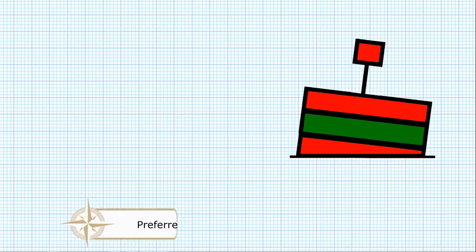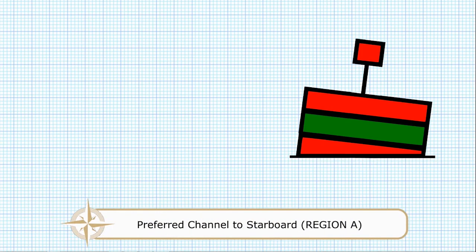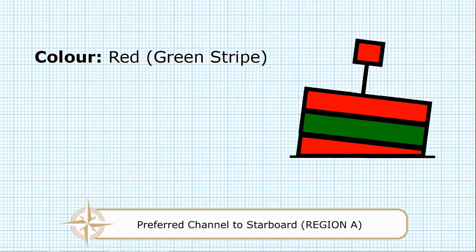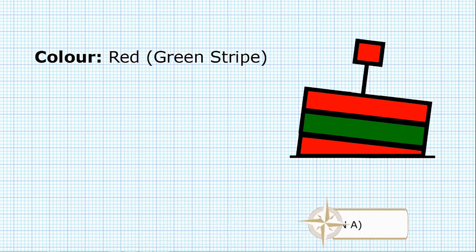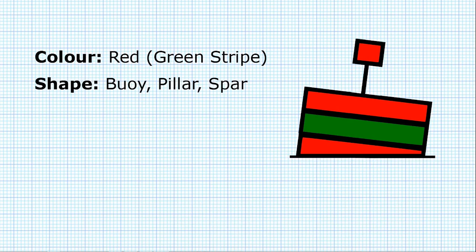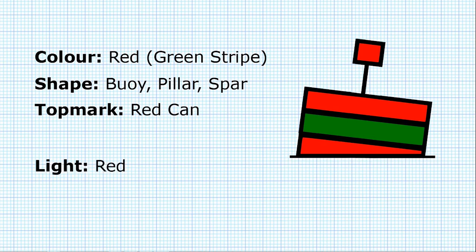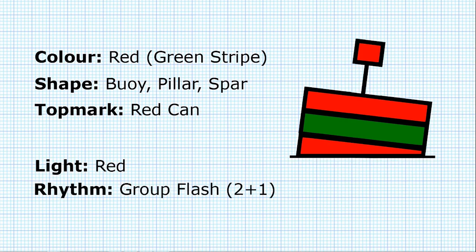We already know it's a preferred channel to starboard, region A, and its colour is a red because it's acting like a port lateral, but that green stripe saying you can go the other side. The shape can be a buoy, a pillar or a spar, and the top mark is going to be a red can. Again, it's acting as that port lateral. The light is going to be a red light, just like all other port laterals, but the rhythm, this is where we reserved that group flashing 2+1. The group flash 2+1 is unique to the preferred channel marks.